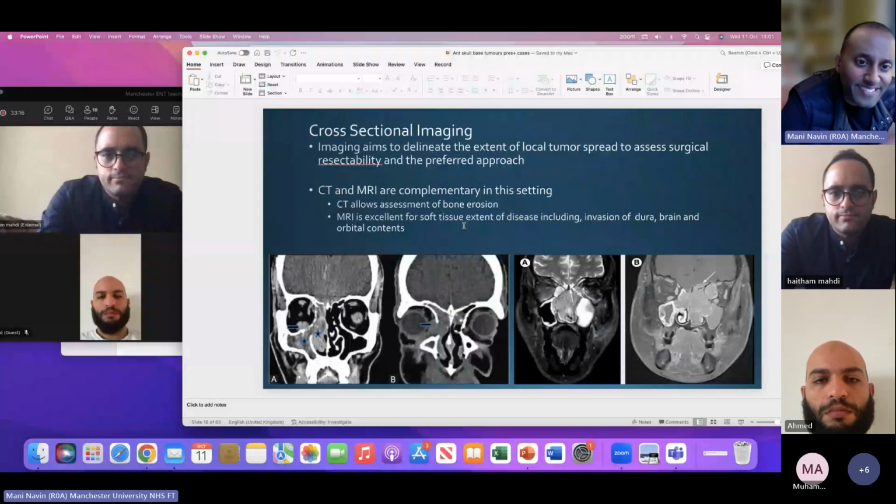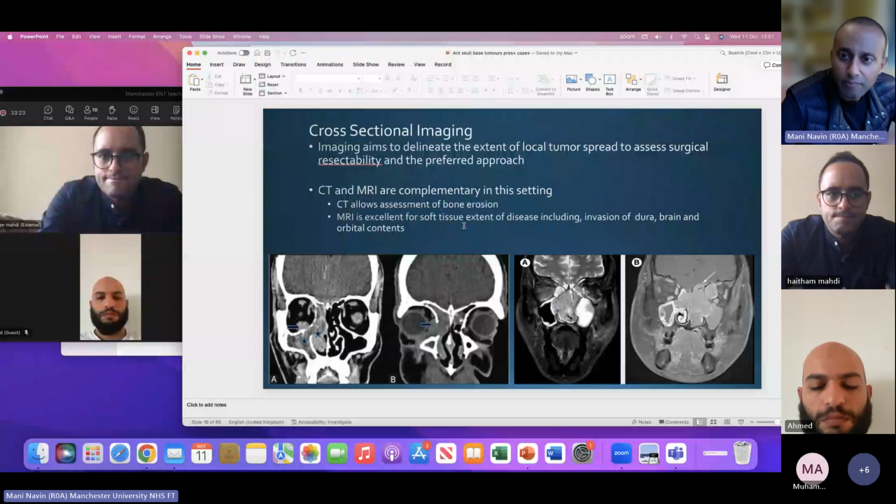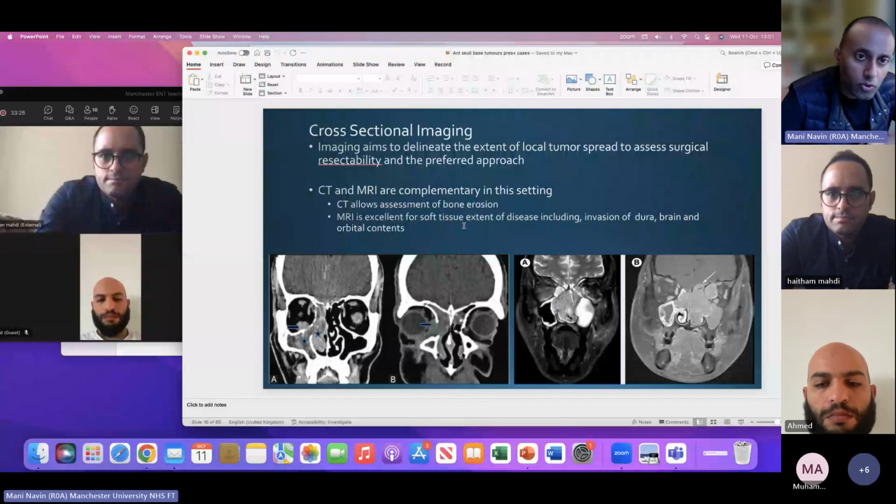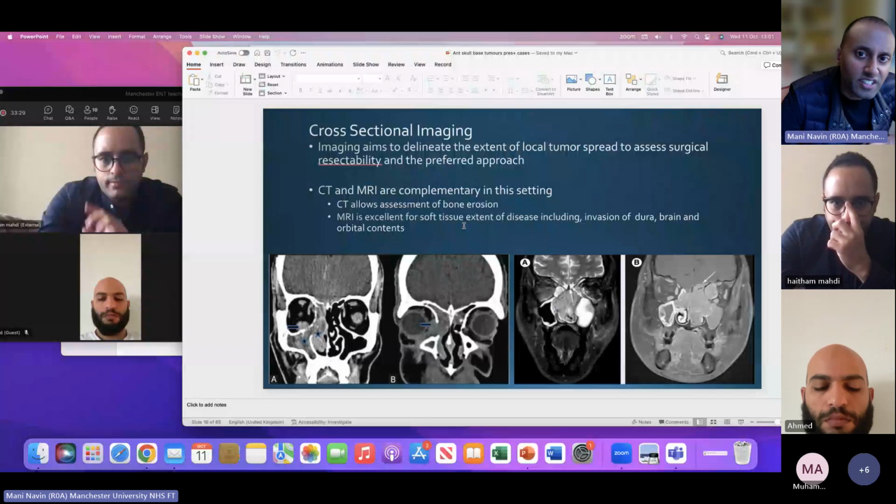Imaging is important. We get CT and MR in this setting. CT looking for bone, and MR looking at soft tissue involvement, particularly orbit, dura, and brain. So you need both. If you see a patient in clinic who you suspect has a sinonasal tumor, I would arrange a CT and MR.